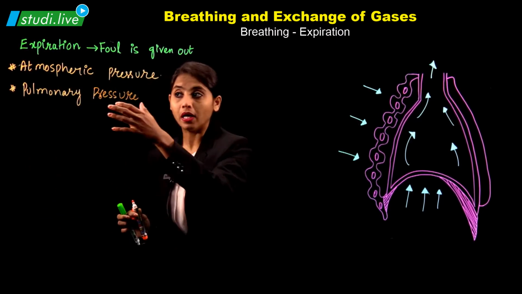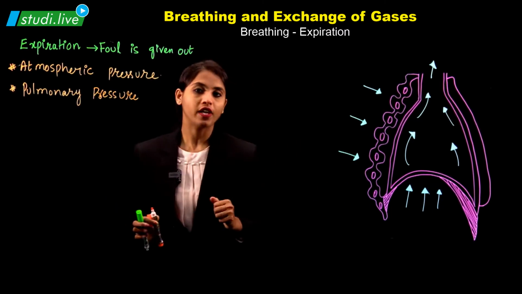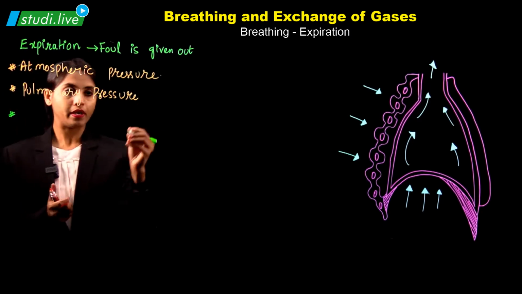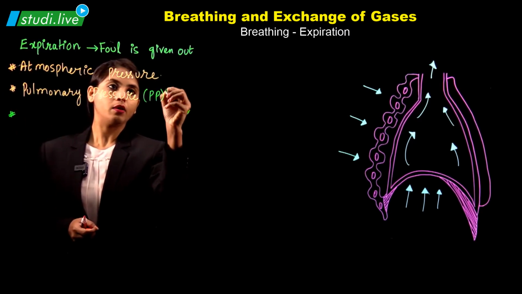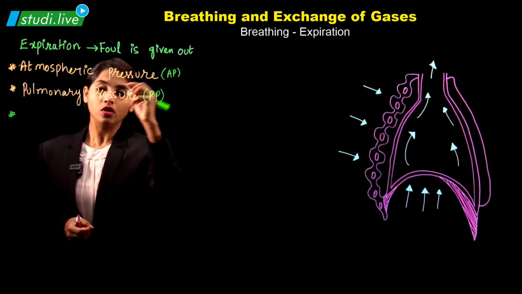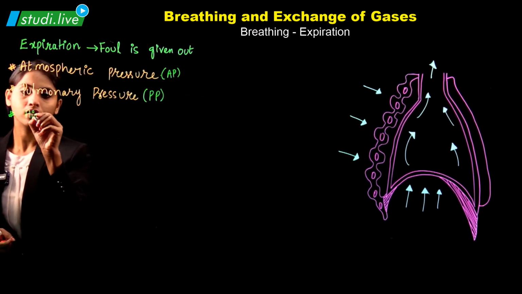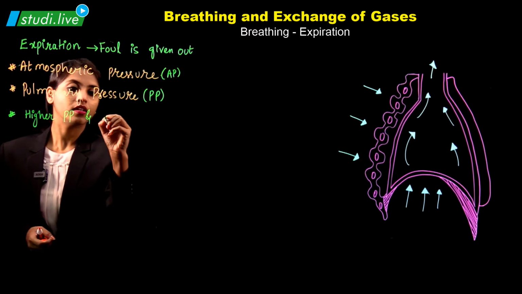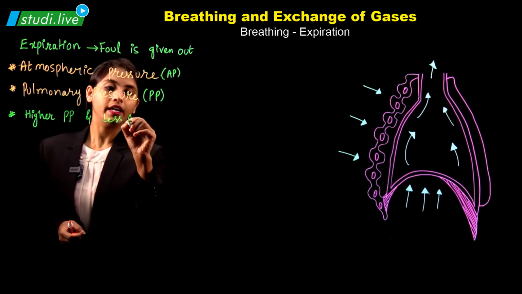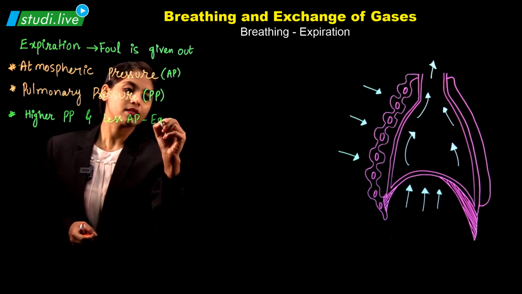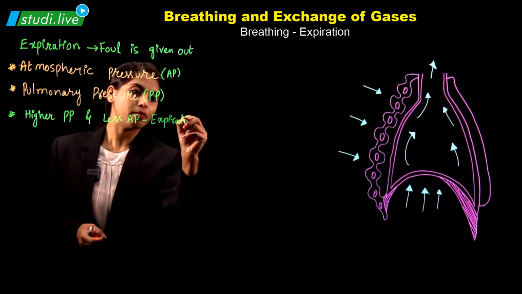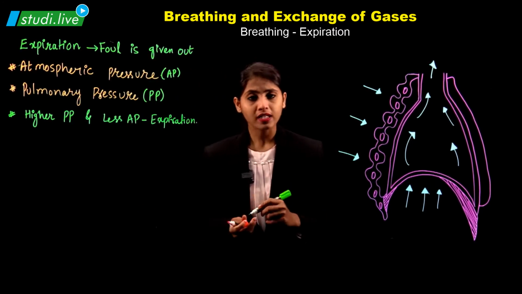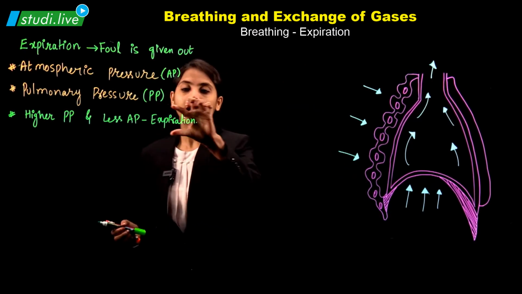So, when there is pulmonary pressure higher than the atmospheric pressure, pulmonary pressure is written as PP and atmospheric pressure is written as AP. So, when there is higher PP and less AP, what happens? The expiration happens. As simple as that. Okay, students? First of all, you need to understand exactly what we are learning about. Now, let us understand what are the steps involved in expiration.